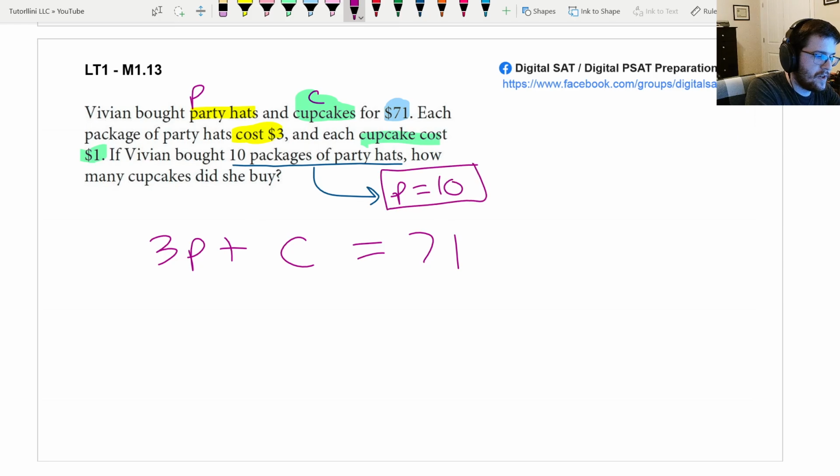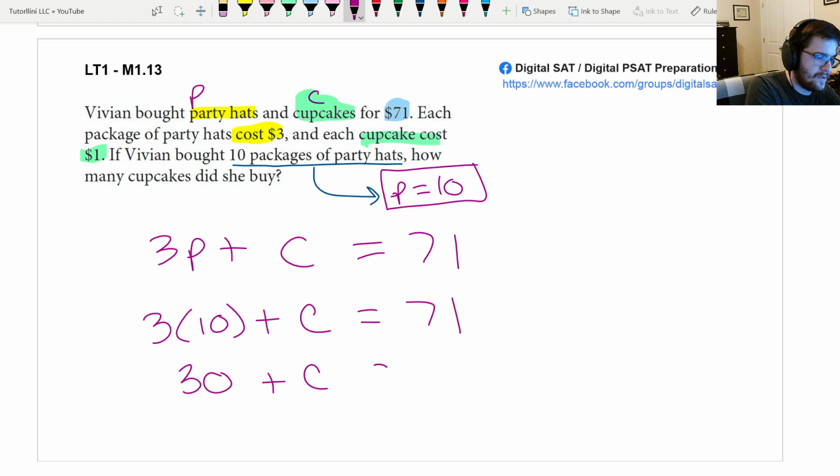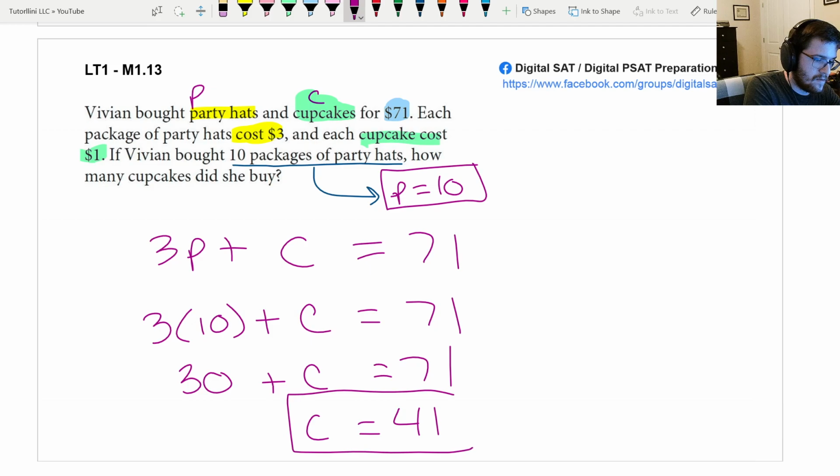So we're going to plug that in. 3 times 10 plus C equals 71. And we get 30 plus C equals 71. And now we're going to subtract 30 from both sides. And we should get C equals 41. So 41 cupcakes. And that is correct.